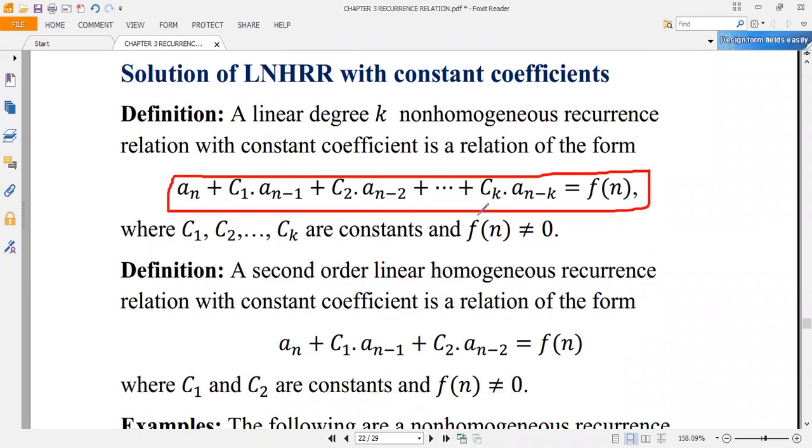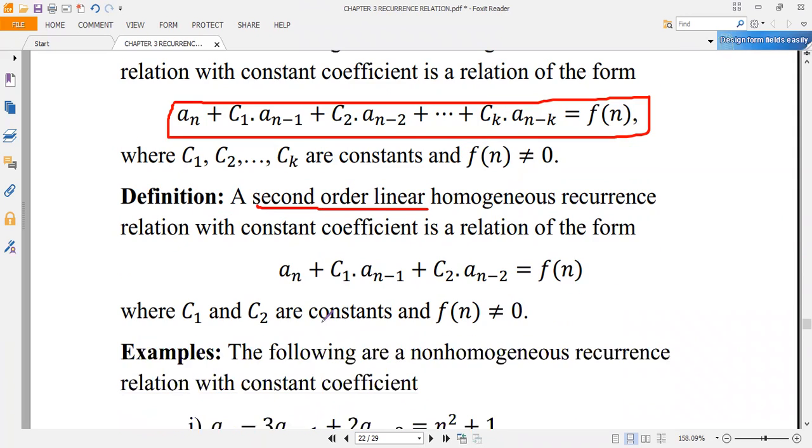So from this general definition, we can adapt the second order linear non-homogeneous recurrence relation with constant coefficient. A non-homogeneous second order linear recurrence relation with constant coefficient is of the form this one, where the coefficients C1 and C2 are constants and Fn is different from 0.